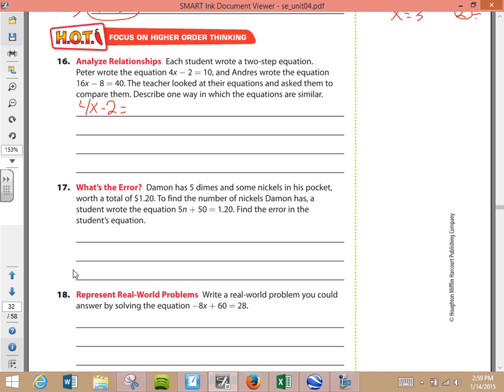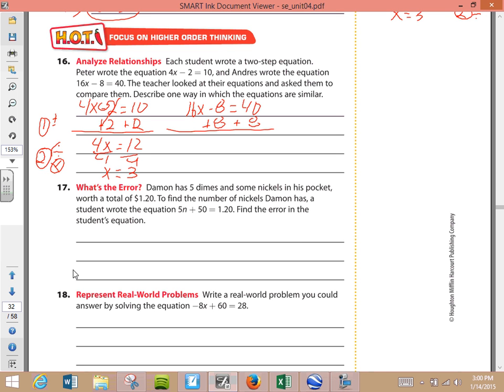4x minus 2 equals 10. The first step is to either add or subtract, right? So we're subtracting, so we're going to add 2 to both sides. 4x equals 12. Second step says divide or multiply. It's multiplying, so we divide, right? X equals 3 for the first one. The second one is the same way. 16x minus 8 equals 40. First step, we have to add 8 to both sides, right? 16x equals 48. When you divide both sides by 16, x equals 3. So that's how they're similar. The x value is the same for both.